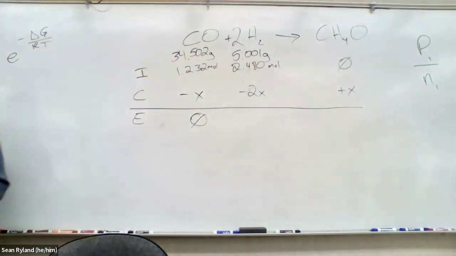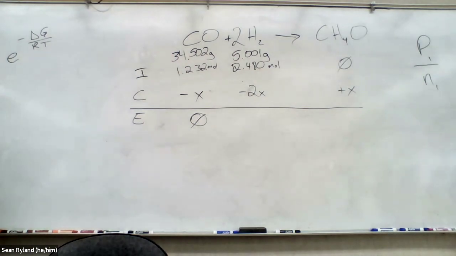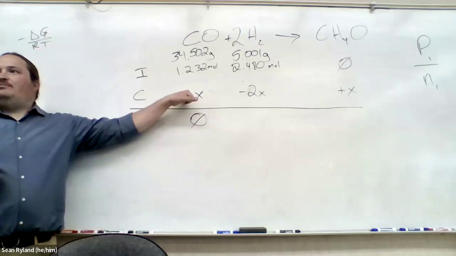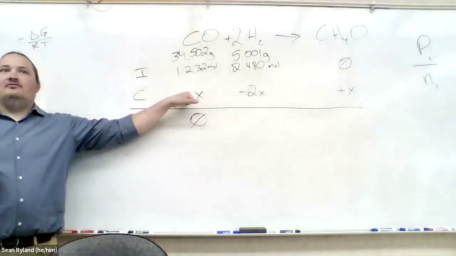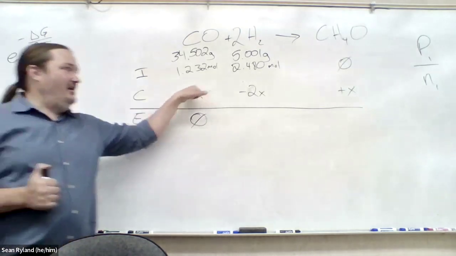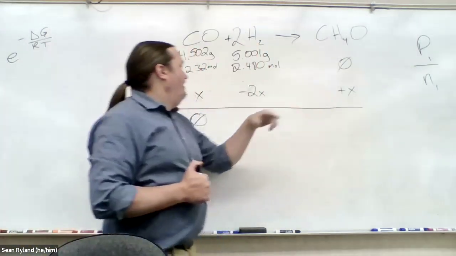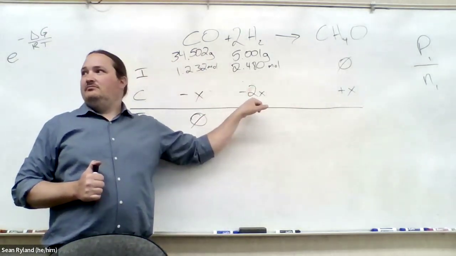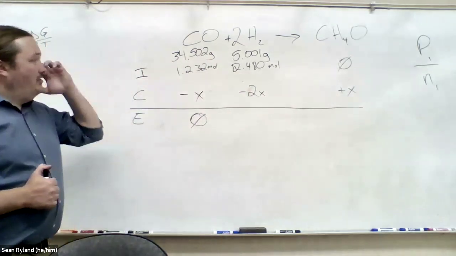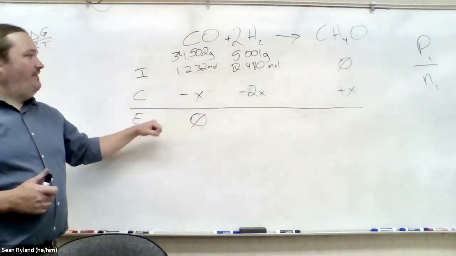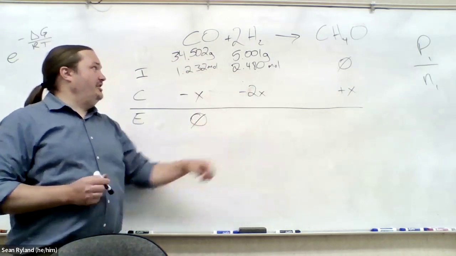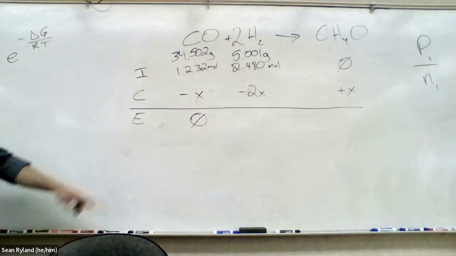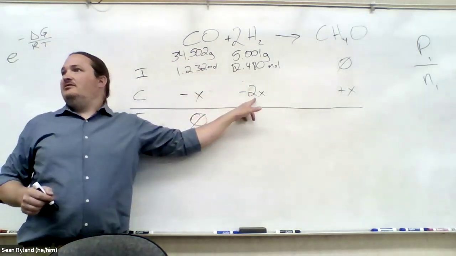We're all pros with ICE tables now, right? No? If it's getting used up, is it a positive or a negative? Negative. If it's getting produced, it's a positive. We use X for everything. We just plug in our coefficients, right? So if we want to know our final moles of hydrogen, we just solve for X and do 2.480 minus 2X.